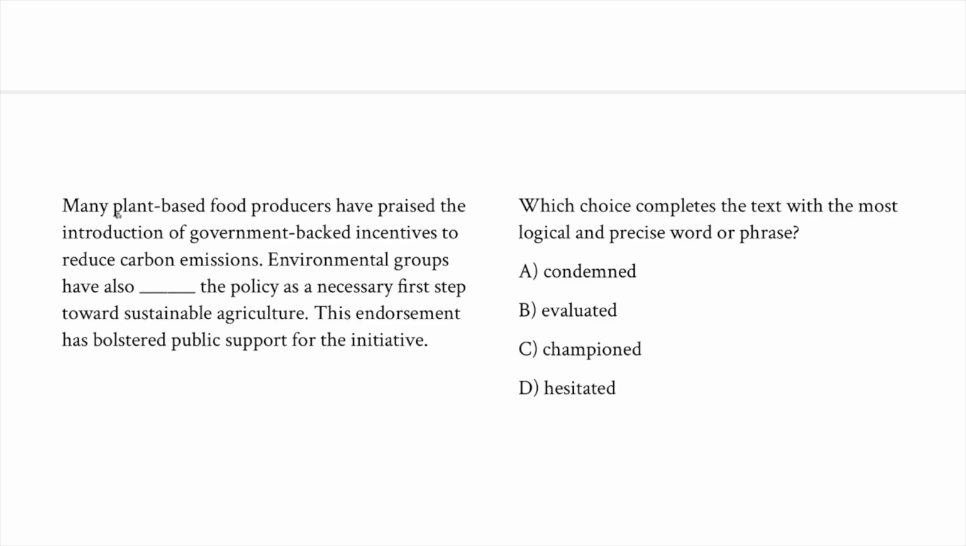Another one, so many plant-based food producers have praised the introduction of government-backed incentives to reduce carbon emissions. Environmental groups have also blanked the policy as a necessary first step towards sustainable agriculture. This endorsement, so we're going to change it from a noun to a verb. So they have endorsed the policy. And again, that's not going to be the correct answer, but the correct answer should be a synonym for that.